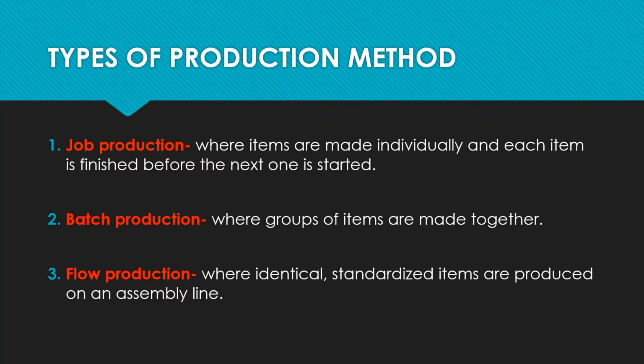Thirdly, flow production. Flow production always deals with a specific, identical product. That means a selected standardized item is produced on an assembly line. Then only we call it flow production, because it is standardized. It has a flow, it is specific in nature, not a random one. Whatever you want to produce, you know it, that is specific, and it is a standardized item produced in a flow on an assembly line. That's why we call it flow production.